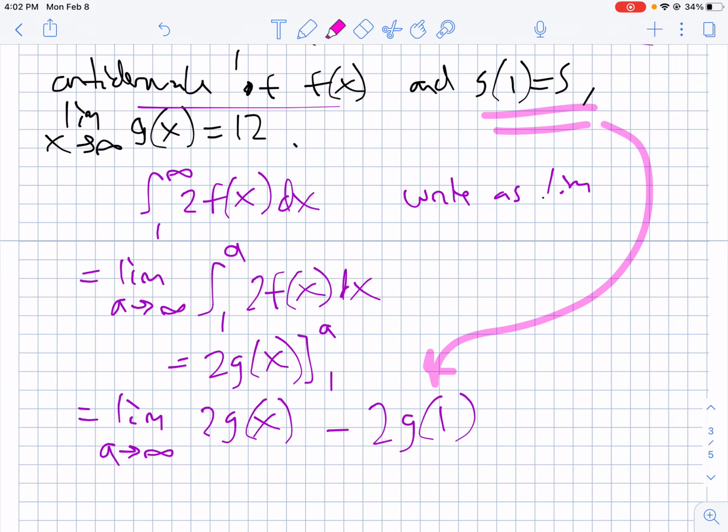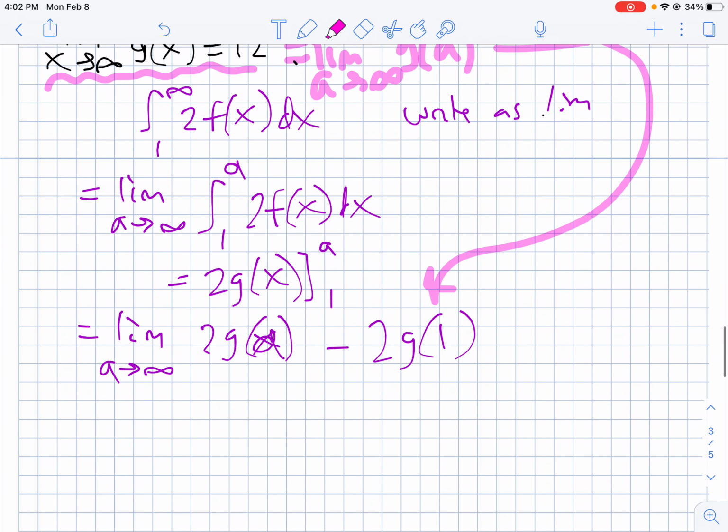And when we're taking the limit, also I made a typo here, this should be an a, but if I'm taking the limit as x goes to infinity of g of x, that is the same as taking the limit as a goes to infinity of g of a. The variable doesn't matter, right? If you take the limit as a goes to 3 of g of a, that's the same as the limit as x goes to 3 of g of x. They're both going to g of 3. And it's the same thing here.